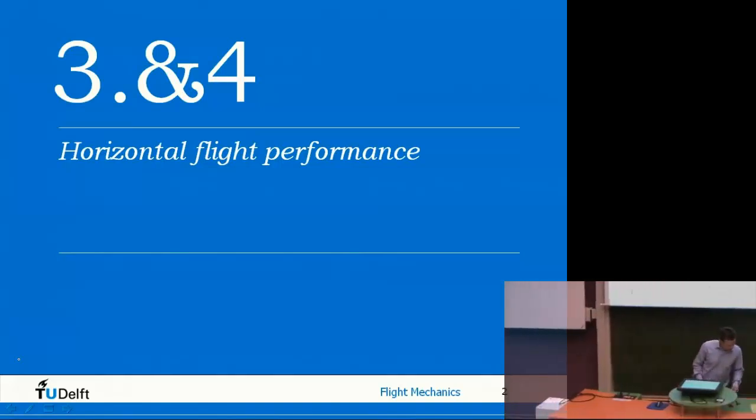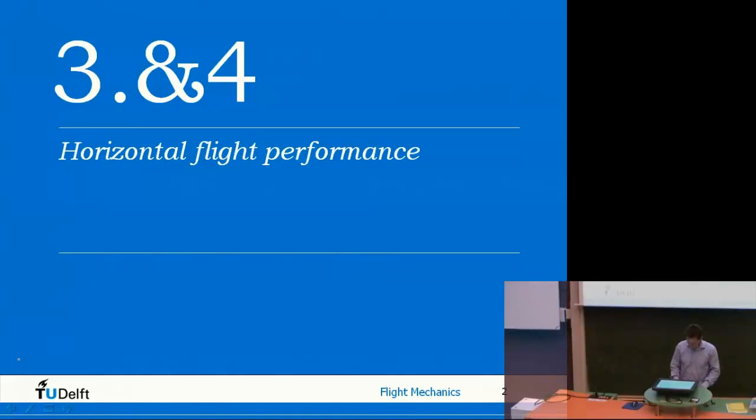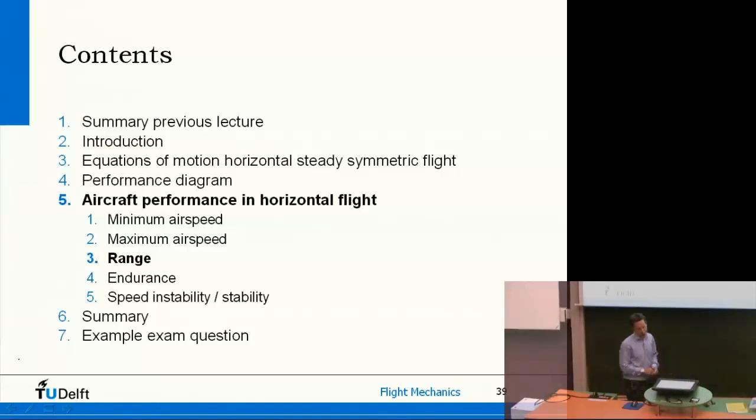So if we continue where I left off, I was going to look at range, where range is basically the distance you can fly with an aircraft. So either going as far as you can with a given amount of fuel, or, from an economic perspective, going over a certain distance with the minimum fuel.